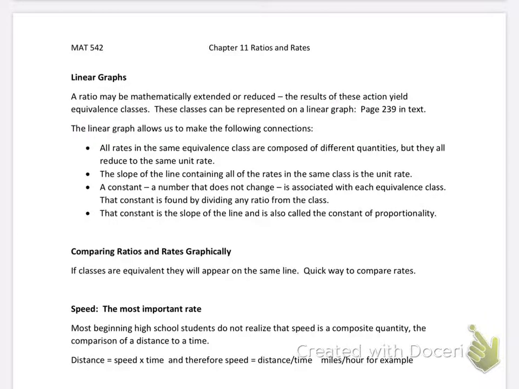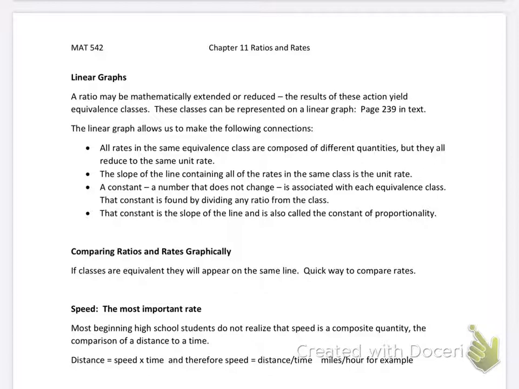Okay, linear graphs. A ratio may be mathematically extended or reduced. The results of this action yield equivalent classes. And I thought it was pretty clever to put them on a linear graph. So if you look at page 239 in your text, you'll see that. And so putting it on a linear graph, you can figure out very quickly which classes are equivalent and which are not.